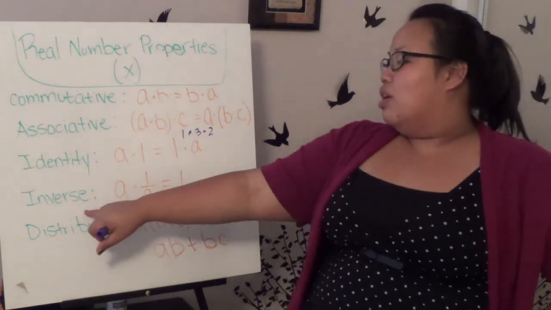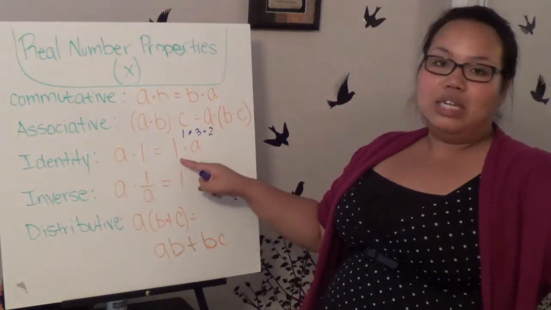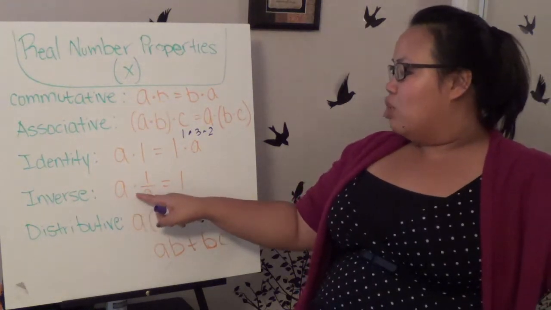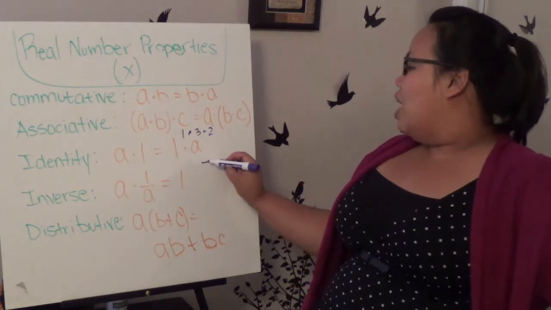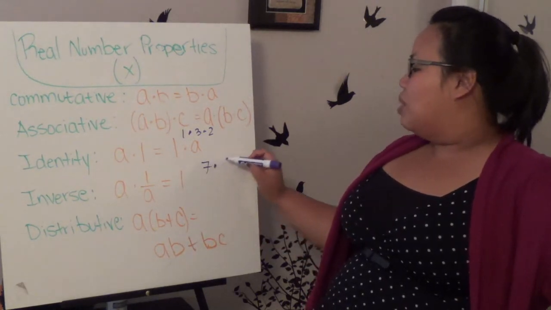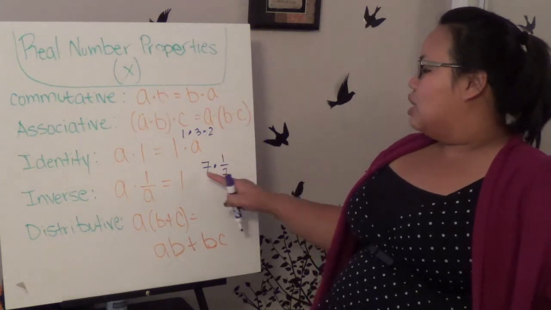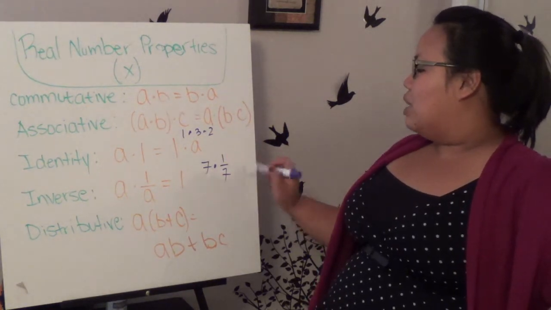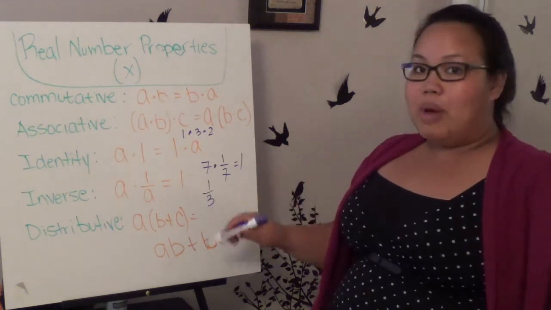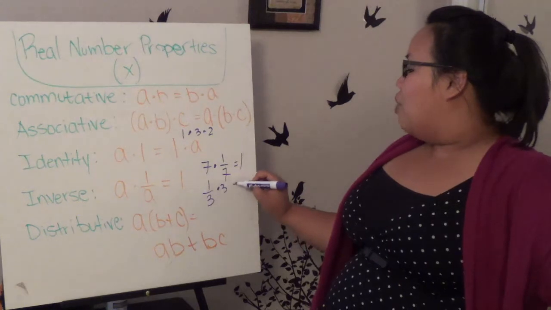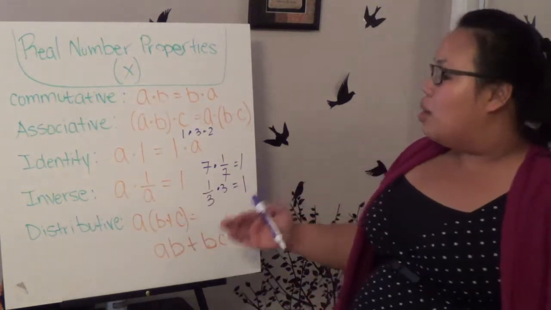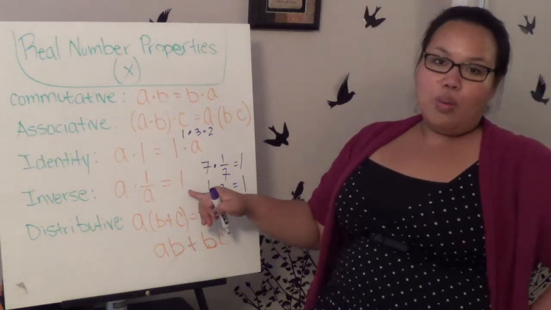The inverse here is basically how do I get the identity number 1? If I have a number, what can I multiply to get me 1? For example, if I have 7, in order for me to turn 7 into 1, I have to multiply it by 1 over 7. Right? Because 7 times 1 is 7, and then I divide that by 7 and it gives me 1. If I have 1/3, I have to multiply it by the whole number 3, and that would give me 1. That is then the inverse. So inverse basically is what number can you multiply to get the number 1.